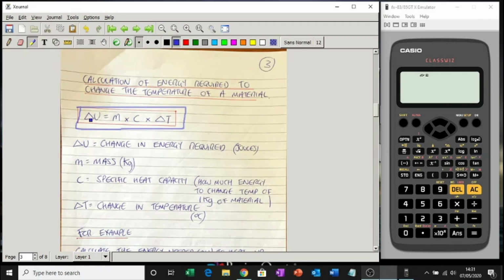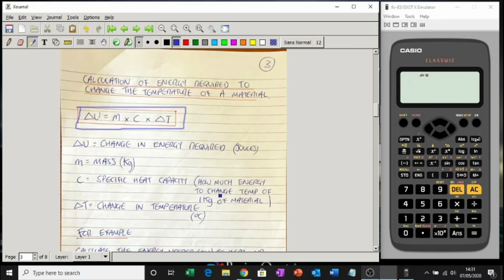So delta U just means change in energy, how much energy we need to put in, in joules. M is just the mass, so the mass of water, the mass of gas, mass of aluminium, the mass of gold, the mass of oil, mass of lead. This thing called c is a constant. It's a specific heat capacity.